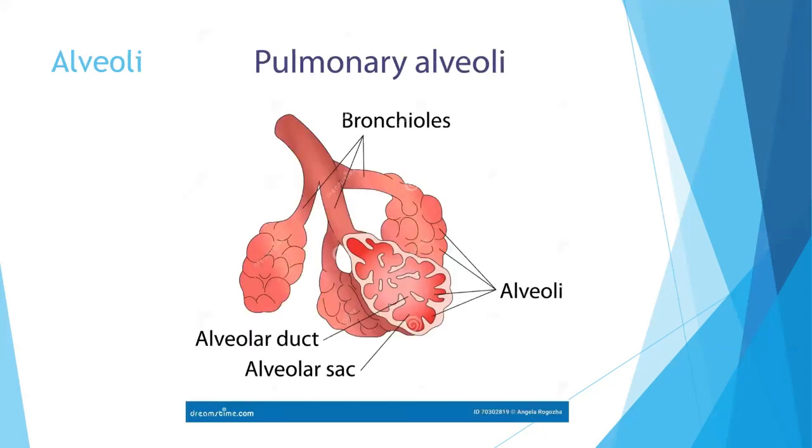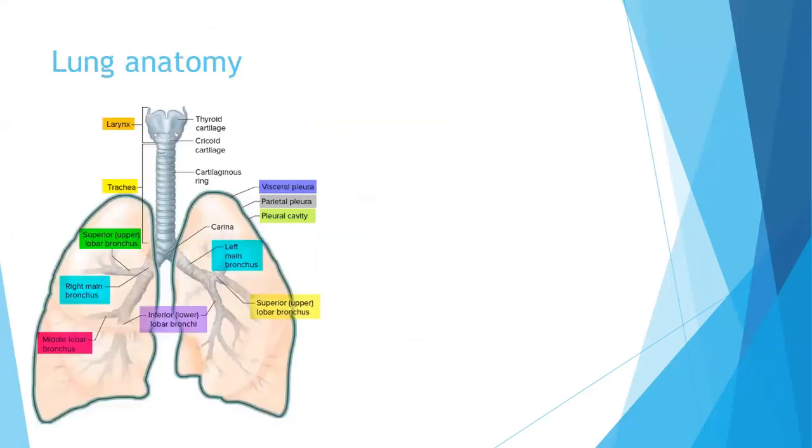Now talking about the anatomy of the alveoli, which is typically important. You can see the bronchioles give rise to the alveoli, and it consists of alveolar sacs. These alveolar sacs are connected to an alveolar duct, and this whole collection is called the alveoli, and ultimately it all empties into the bronchioles.